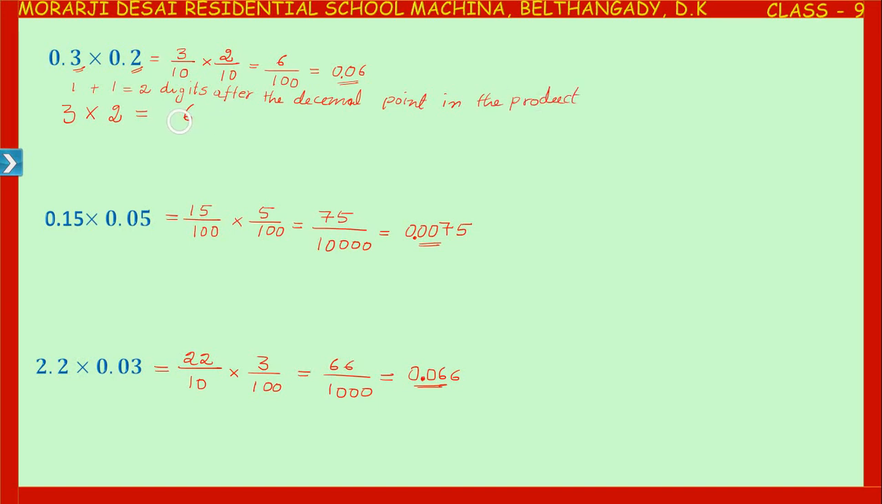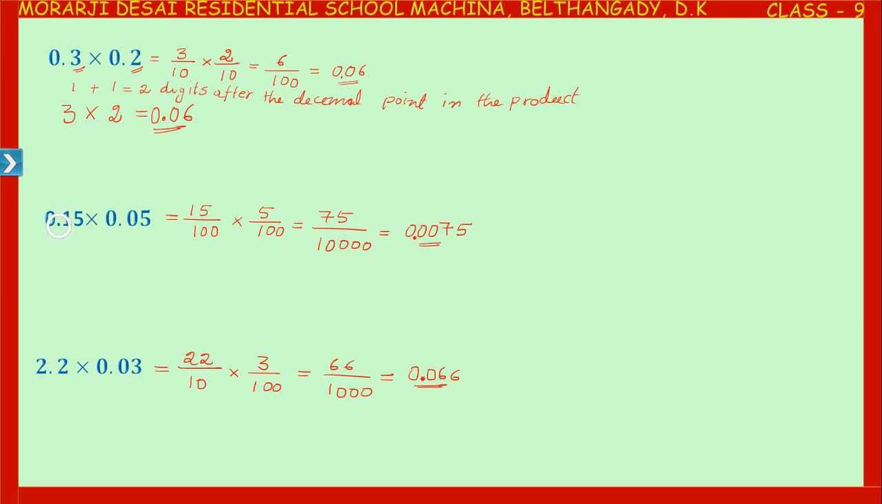See here, now put 2 digits after the decimal point. Here we have only 1 digit, that is 6. Now put zeros here. We want 2 digits after the decimal point, so put the decimal point here, then put 0. So 0.06. Let us apply this method for the second one.